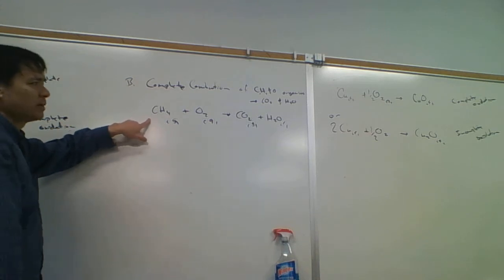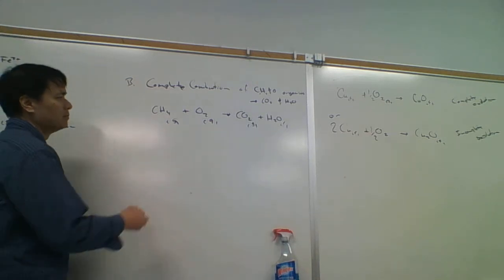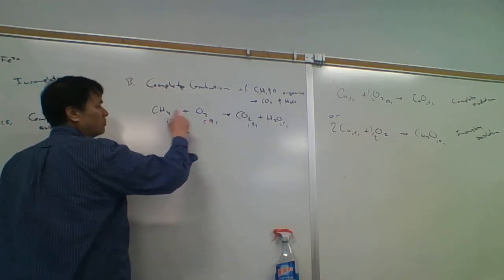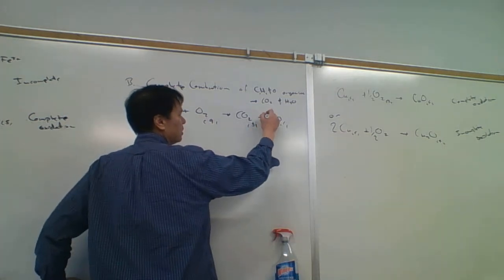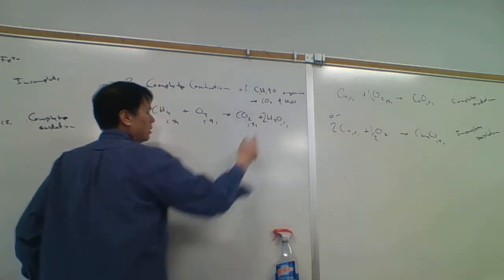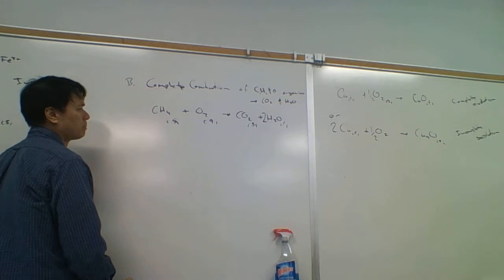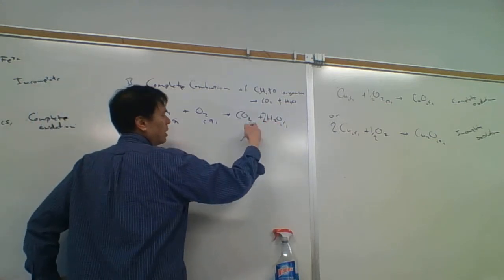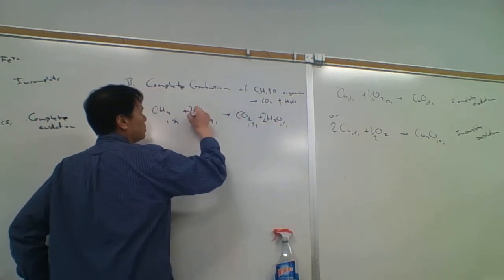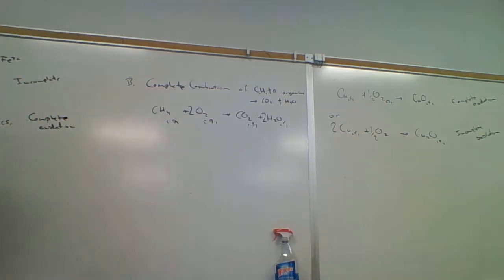Balancing this, we've got to balance by atoms. We can't balance by ions like in metabolism. 1 carbon atom, 1 carbon, 4 hydrogens. We only have 2 here, so I'll double to make 4. And that gives me 2 plus 2 oxygens, 4 oxygens, so I'll need 2. Then it's balanced.